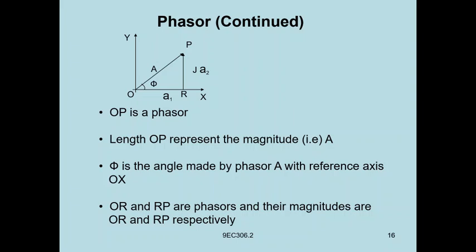See here, there are three phasors. OP is a phasor, OR is a phasor, RP is a phasor. In this, OP has magnitude A and angle phi with respect to OR. For OR, the magnitude is A1 and the angle is 0 itself. And for RP, the magnitude is A2 and the angle is 90 degrees. So here there are three phasors: OP, OR, RP.